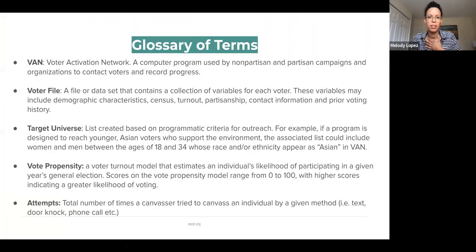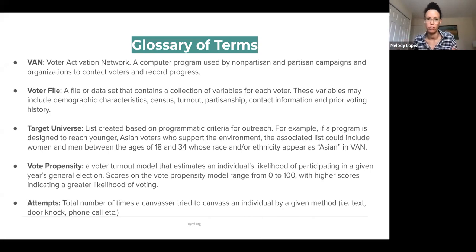The next thing I wanted to do is a little primer, to make sure we're all using the same language, because I'm going to use some terms and want to make sure we all know what they are. As I mentioned, VAN is short for the Voter Activation Network. It's essentially a computer program used by both nonpartisan and partisan entities to contact voters and record progress. The data that lives in there is from the voter file.